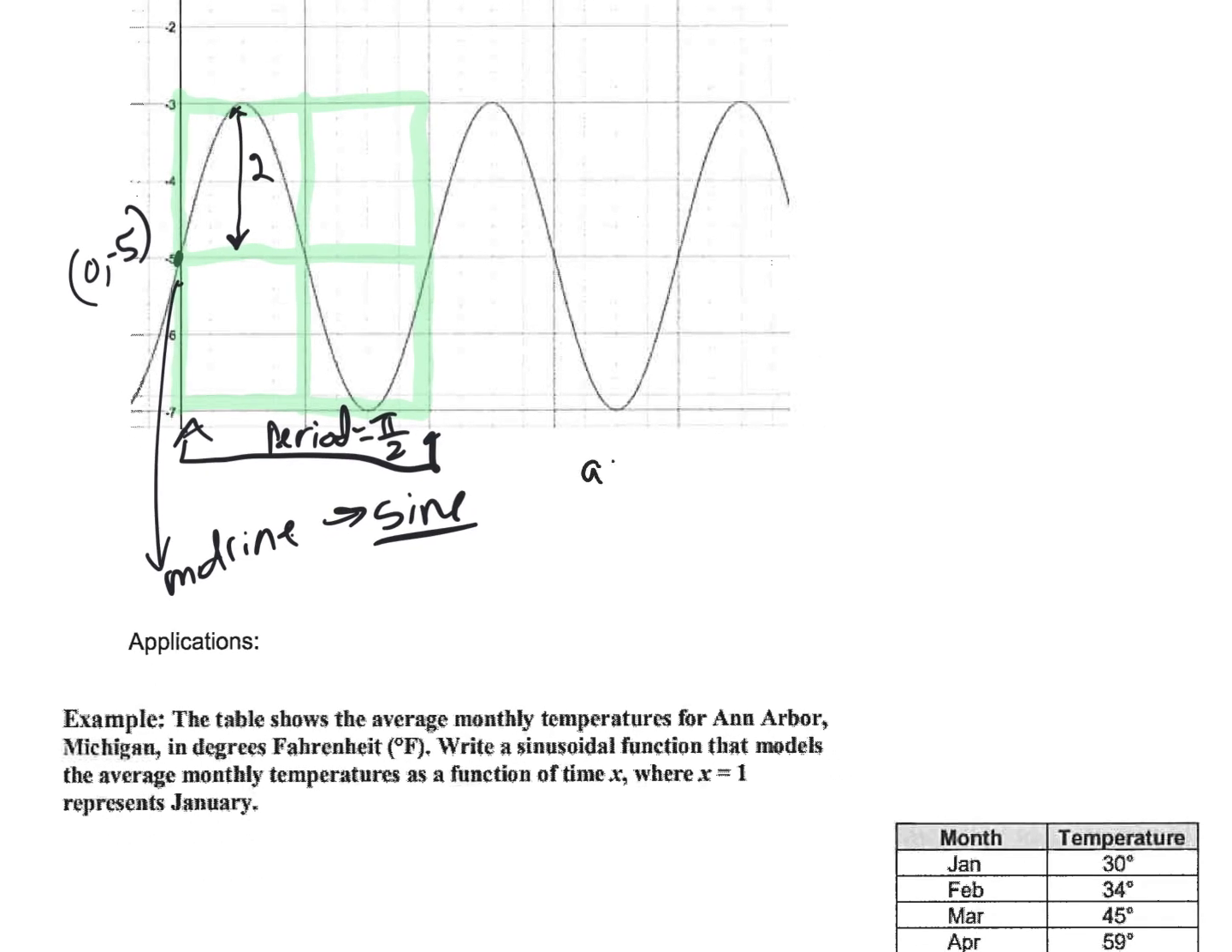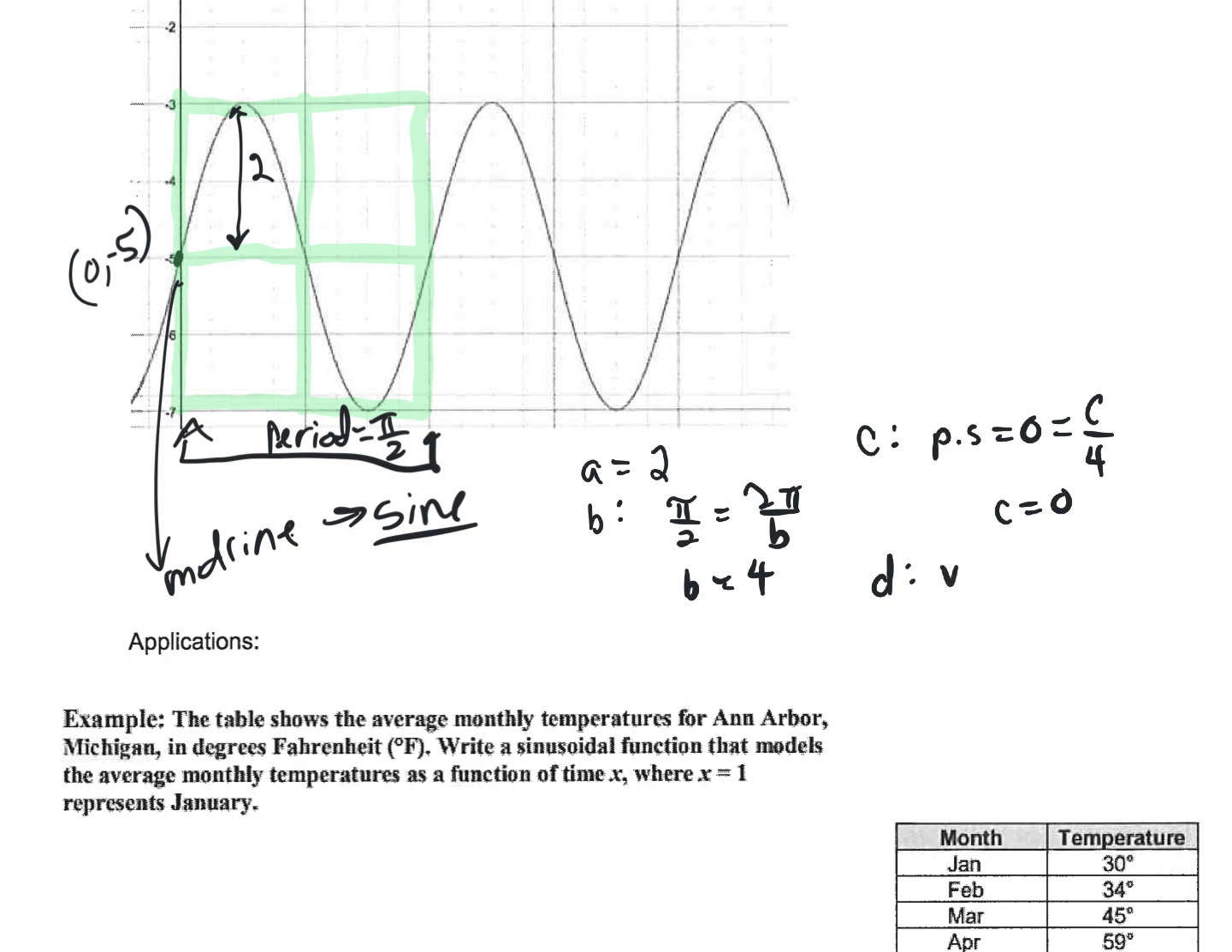So we know that A is the amplitude, which is 2. To get B, we're going to set our pi over 2 equal to 2 pi over B. So we know B is, again, 4. C we get from our phase shift. So we know our phase shift, which is 0, is equal to C over B. So C is, again, 0, right? And then D is our vertical shift, and normally it starts at 0 and it's on the negative side, so our vertical shift is -5, so D is -5.